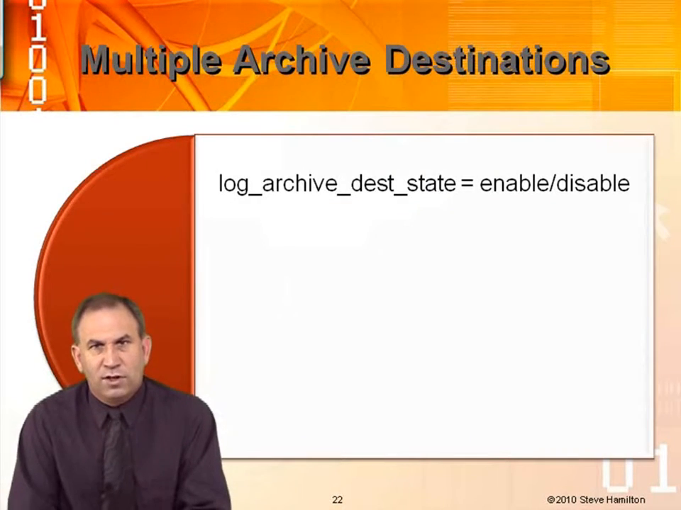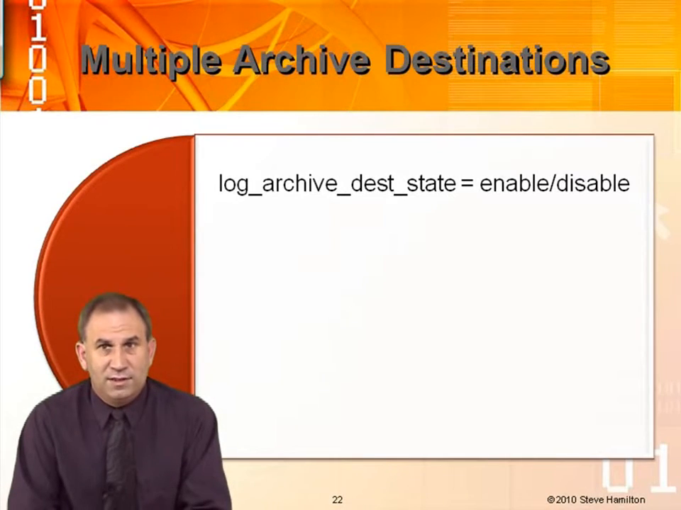Each individual archive log destination can have a specific state. That state indicates if it is enabled or disabled. Now this will also go hand in hand with log_archive_min_succeed_dest. By default, all log archive destinations will be enabled. Basically, we're able to write to them.